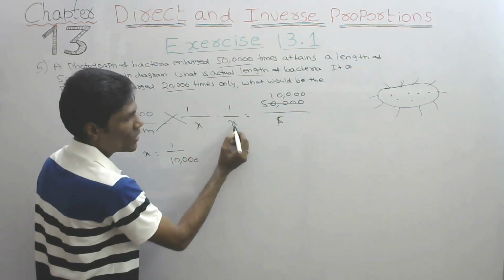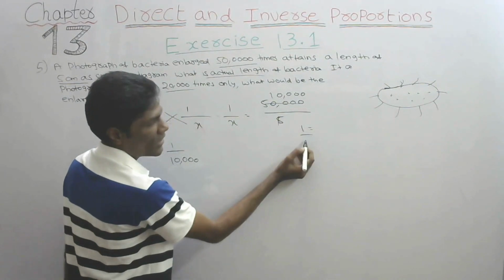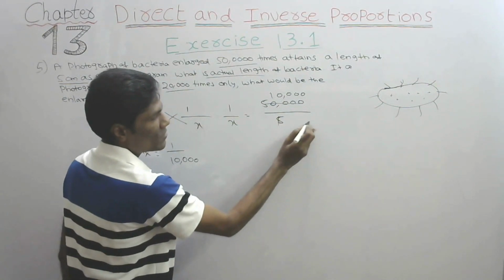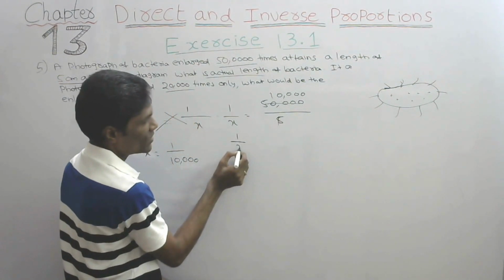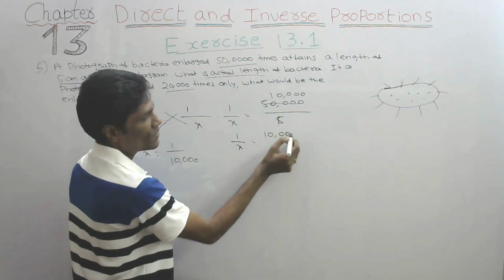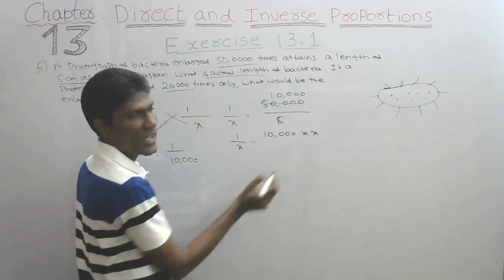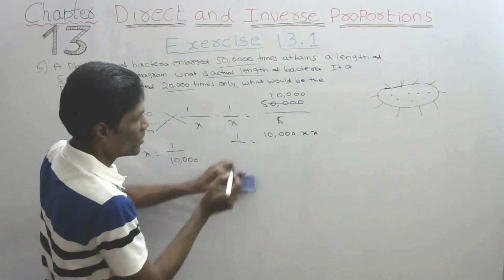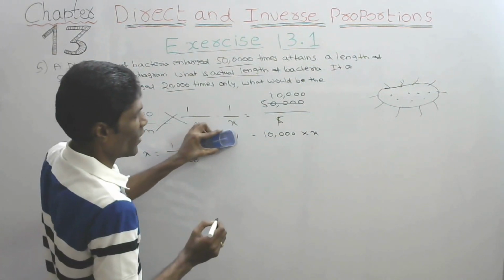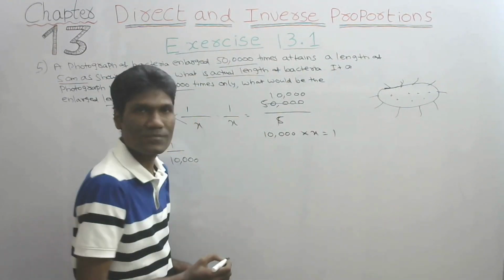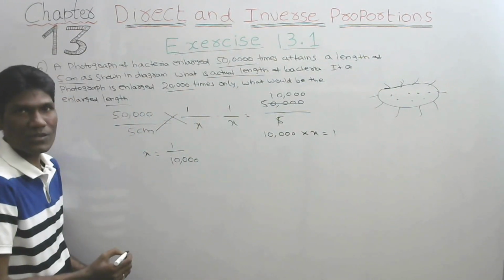If you didn't understand, let us do it. 1 by x equal to 10,000. So I am taking this x to this side, so it will become x. So this x has gone, so only 1 is left. So this is equal to 1. Other side I am writing. So 10,000 goes to other side. 1 by 10,000.